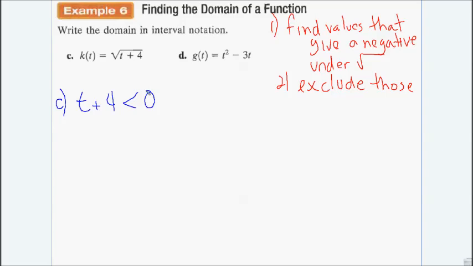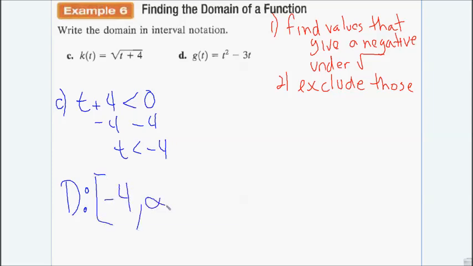Okay. So I'm going to solve this inequality. So I'm going to subtract 4 from both sides. And when t is less than -4, then I don't have to flip it because I didn't divide by a negative. It takes time. But when t is less than -4, this square root would be a negative. So I can't have that. So this is my lowest possible t. So my domain goes from, includes -4, because that gives me a 0, and then it goes up to infinity. Because -4 is the smallest possible number. I'm allowed to be 0. I just can't be less than 0.